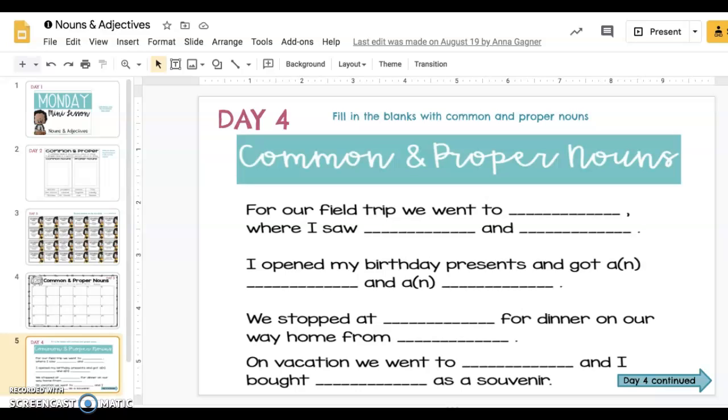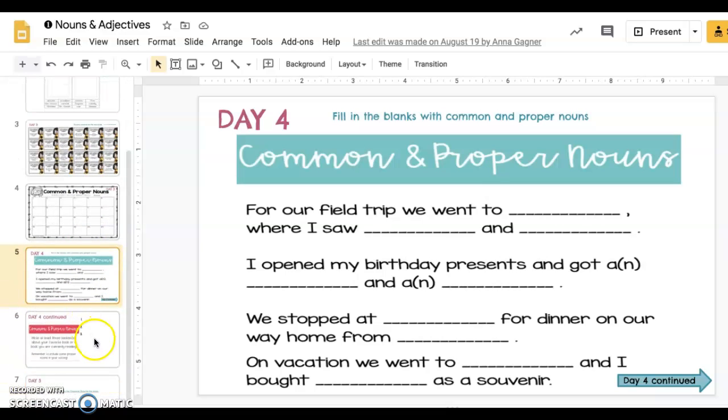For our field trip, we went to, you could have different options. You could pick a common noun and say we went to the store, or you can make your writing even more exciting and say for our field trip, we went to the Bakken Museum. That would be a great proper noun that would tell you more about where we went on the field trip. So you'll go ahead and go through that.